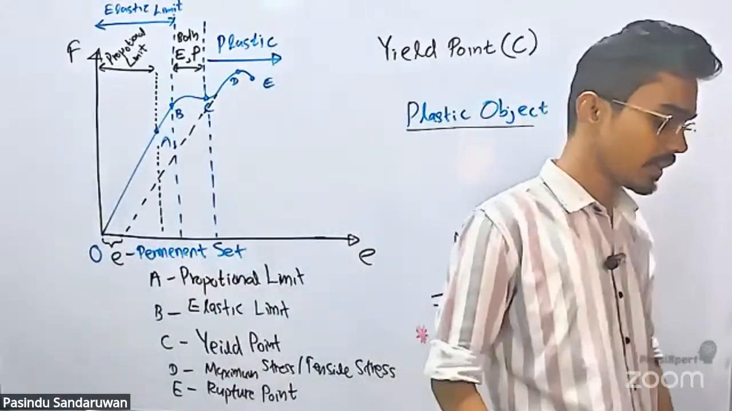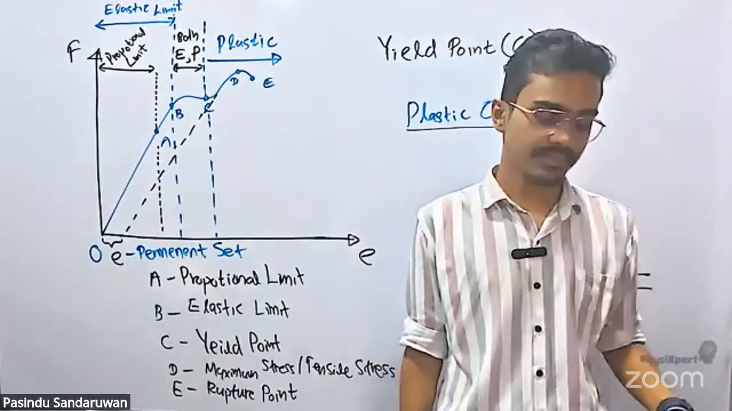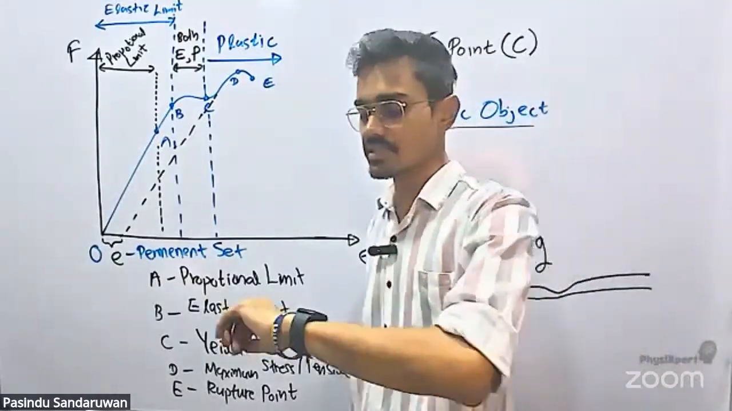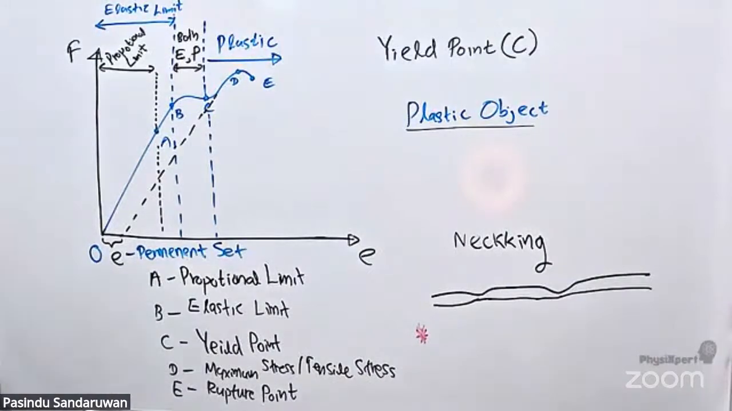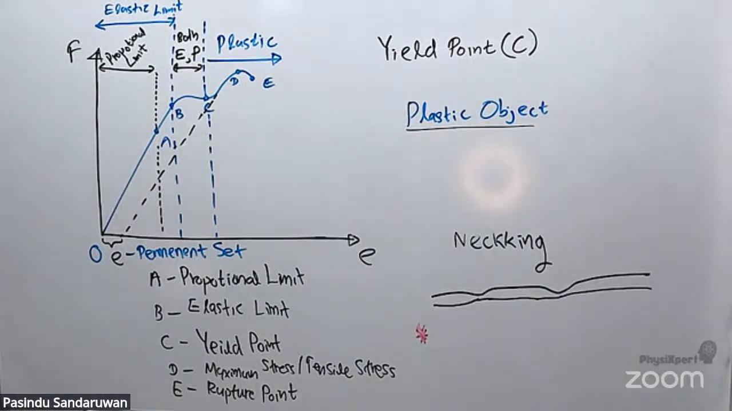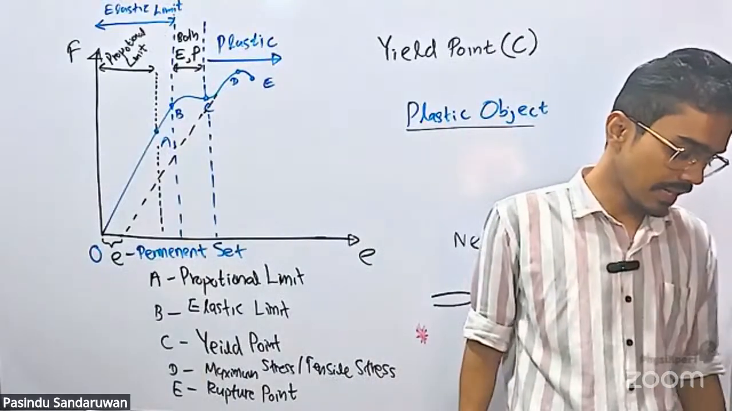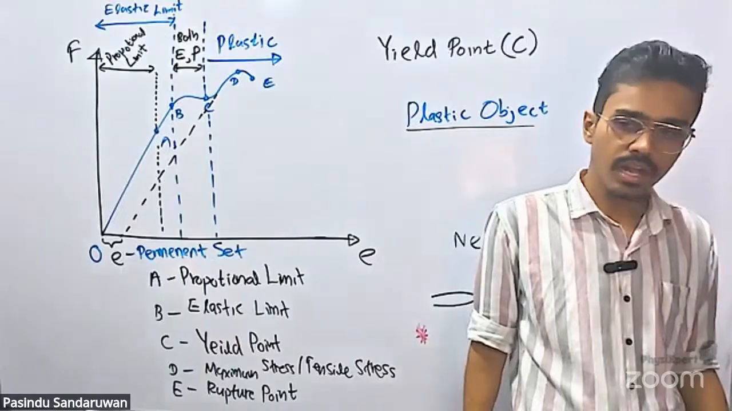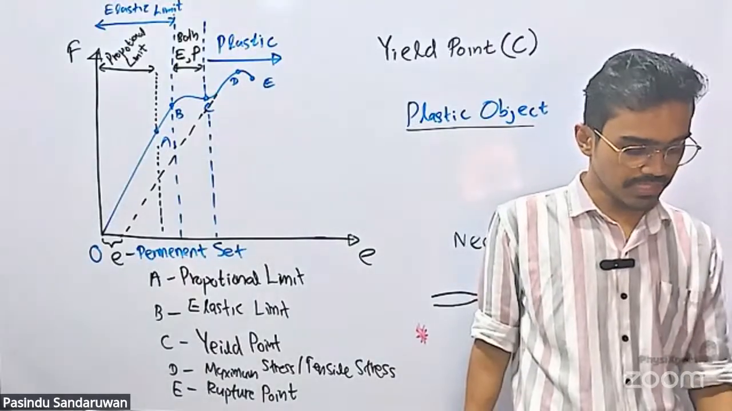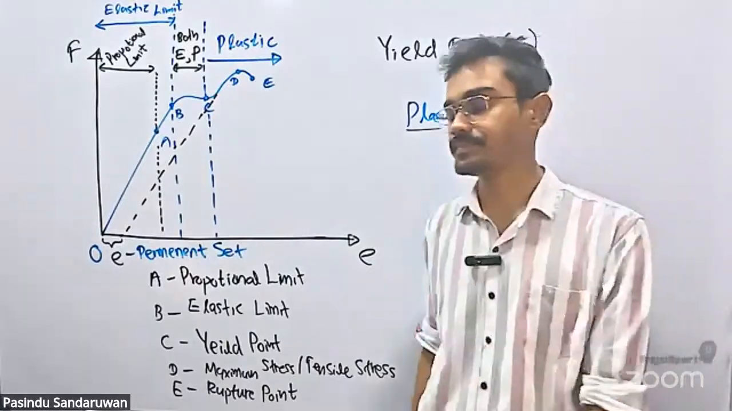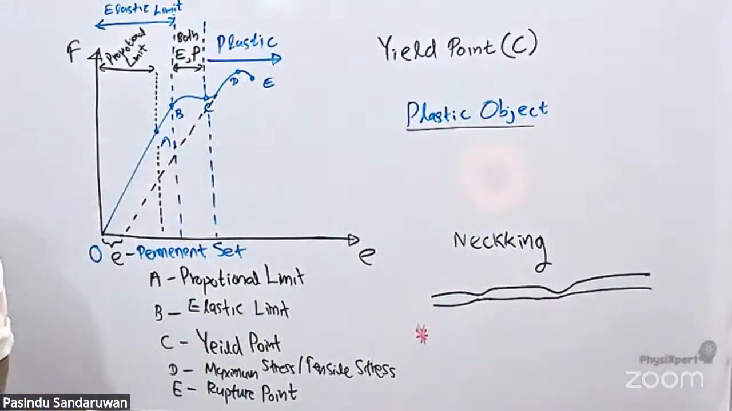Right? So as the next point, write down: only plastic properties are retained with the object after the yield point.